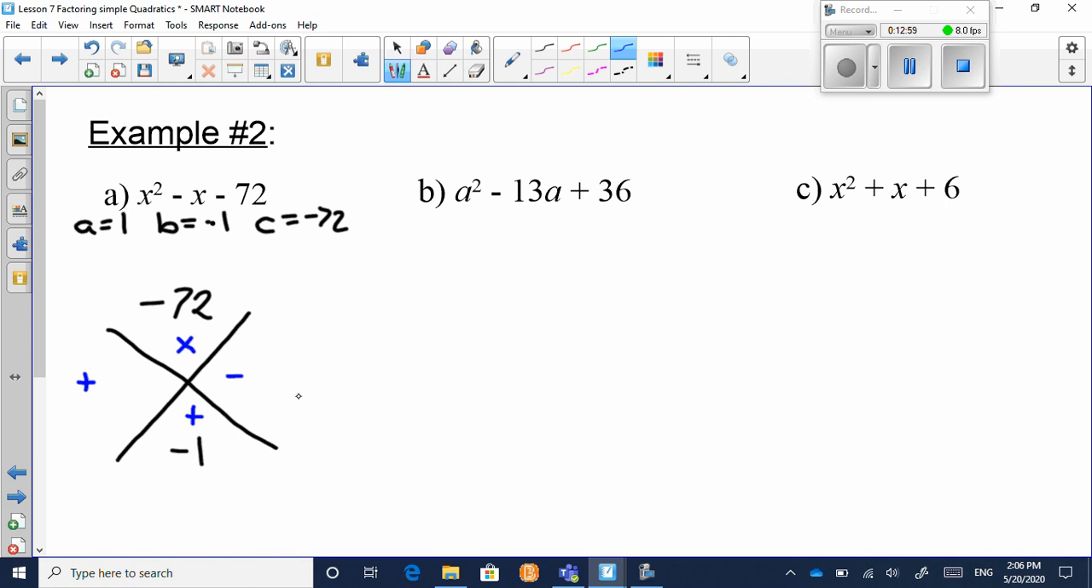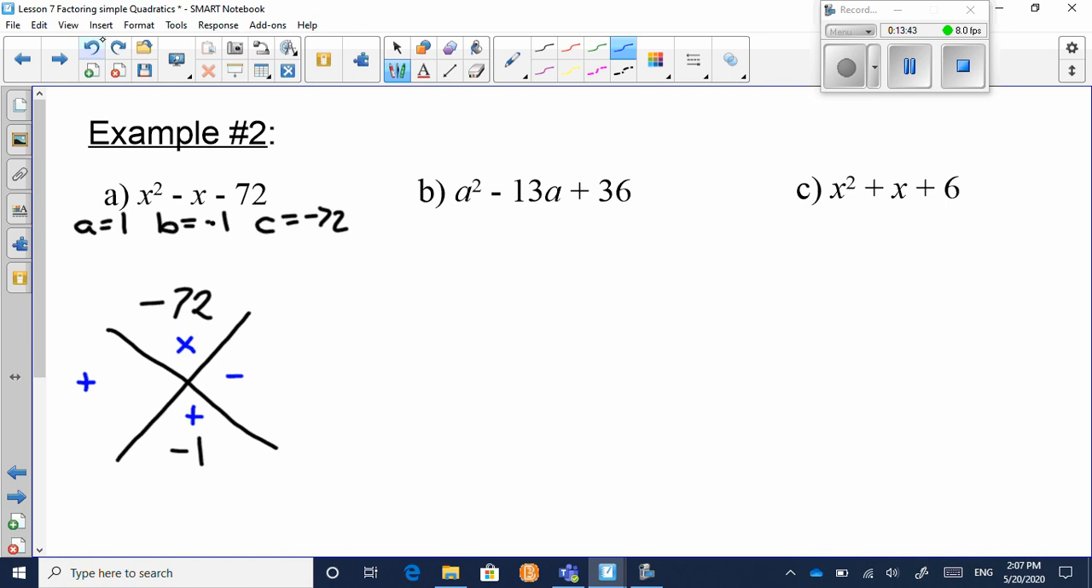All right, let's start thinking about numbers that multiply to 72. Well, 1 and 72 works, so I could do 1 and 72. They multiply to negative 72, but look, they add to negative 71. That's not right, so I'm going to undo those. What about 2 and 36? Plus 2 and minus 36 multiply to negative 72, but when I add them up, they add to negative 34. So no, they're not going to work either. I'll take them away.